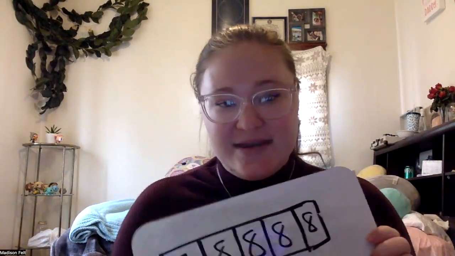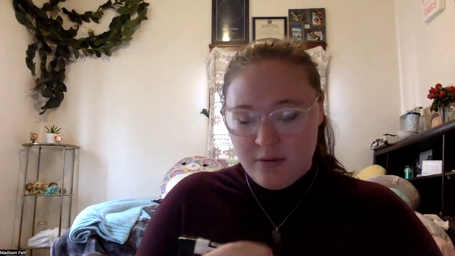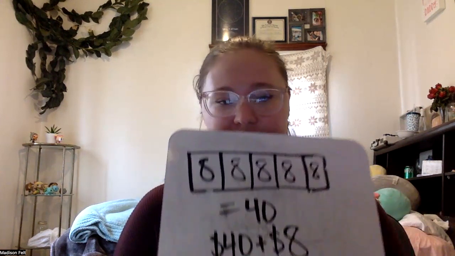So 5 groups of $8 equals $40. So he spent $40 on fast food. Mind you, he still spent that $8 on coffee. So $40 plus $8 right there equals $48.